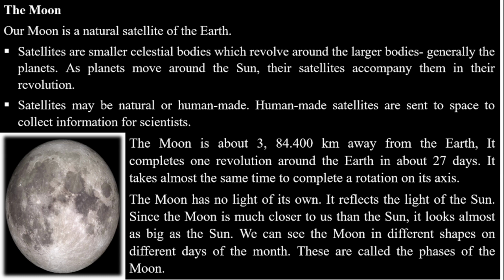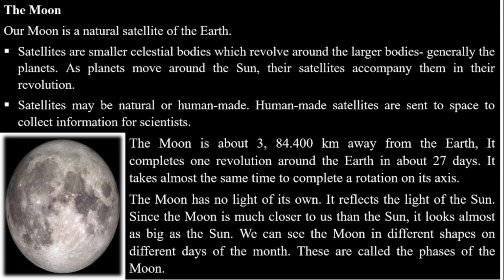I mean, the moon completes one revolution around the Earth. It takes about 27 days. So it takes almost the same time to complete a rotation on its axis. Moon has no light of its own. It reflects the light of the sun.